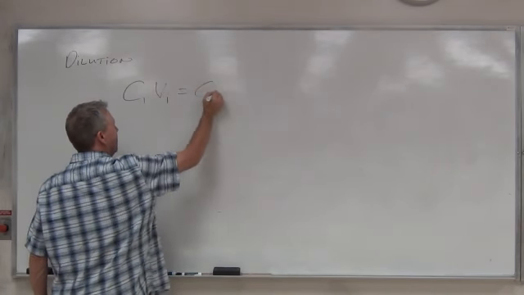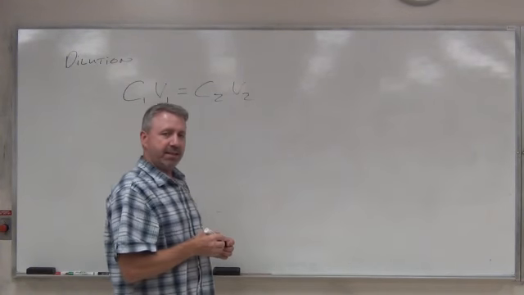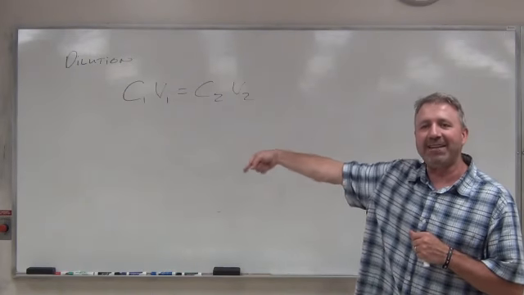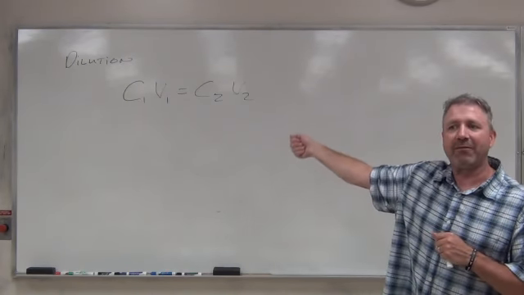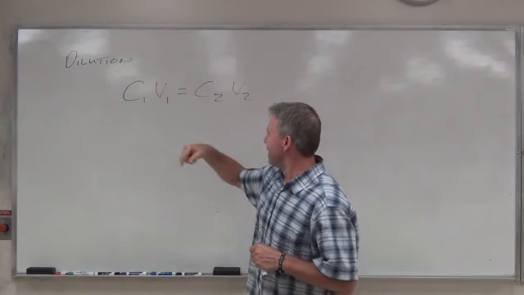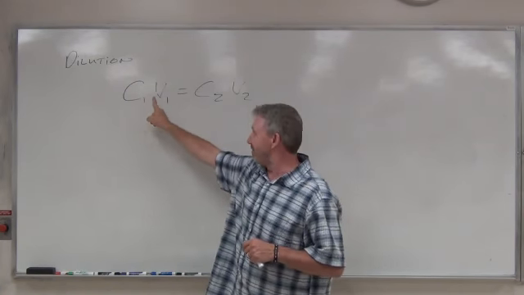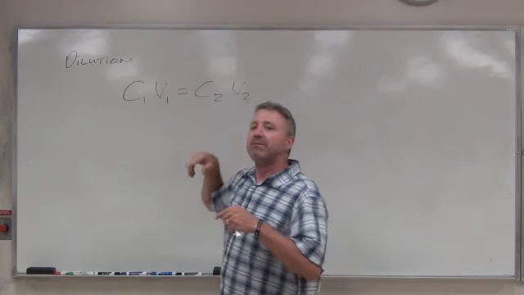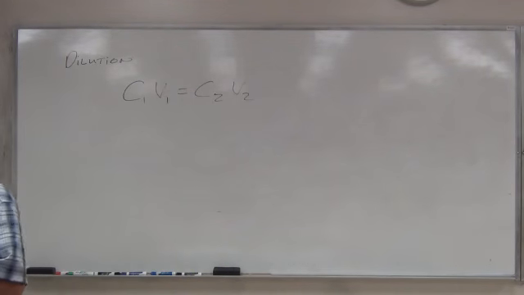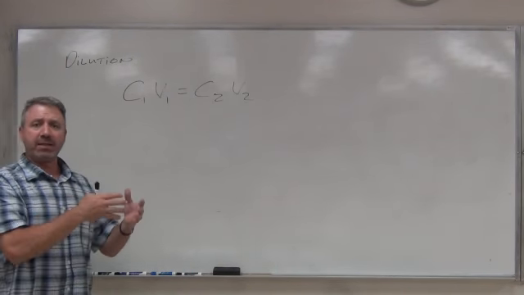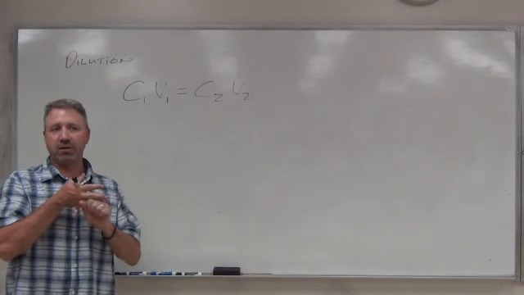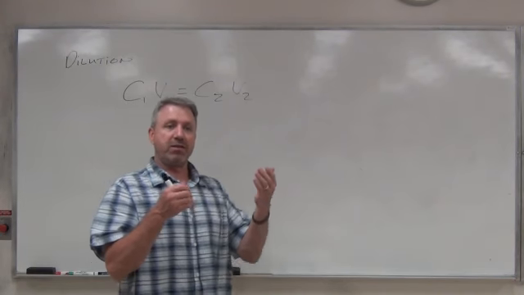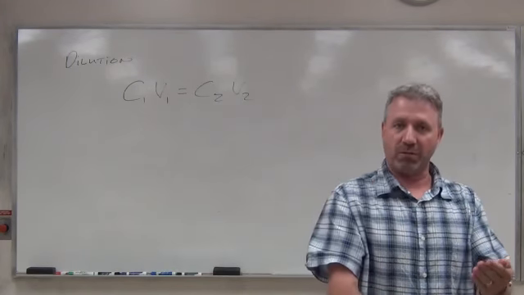It's C1V1 equals C2V2. I've seen this variation so many times. I've seen CiVi for initial, CfVf for final. I've seen CcVc for concentrated, CdVd for dilute. So many different ways. Okay, so don't be confused. It doesn't really matter that you identify what the initial solution is or what the final solution is. It is important, however, that you identify which volume goes with which solution.